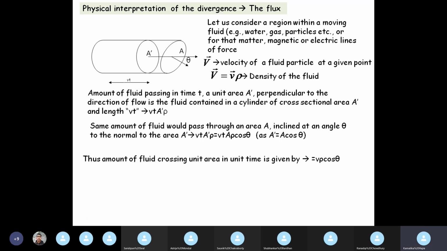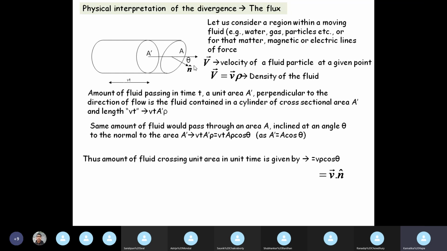Okay. Amount of fluid crossing unit area in unit time. To get that, we have to divide this amount by time and area, and we are left with V rho cos theta, which we can write as V dot n cap, because remember V rho we had taken as V vector and V rho into cos theta. So n cap is basically this unit vector, the normal to the area A.